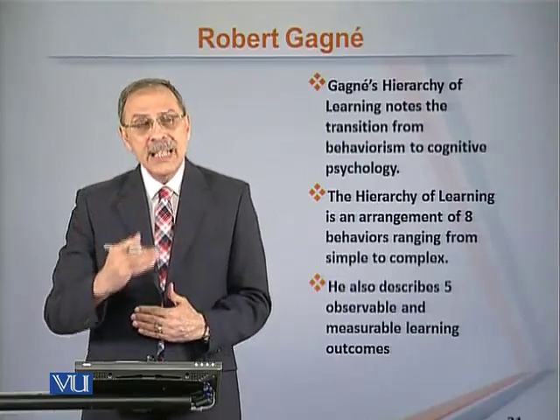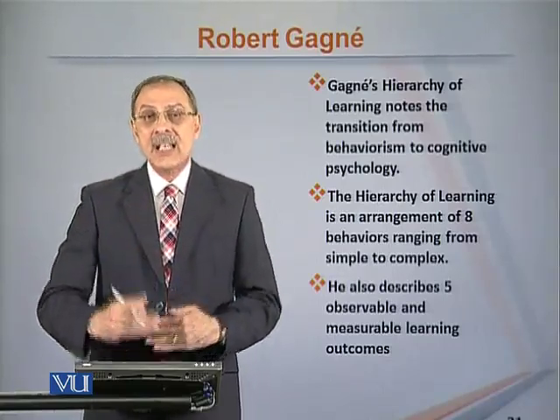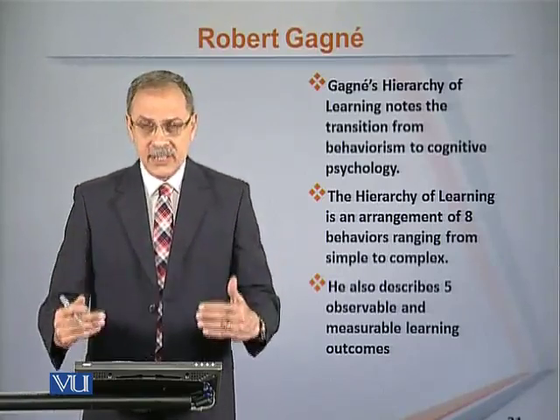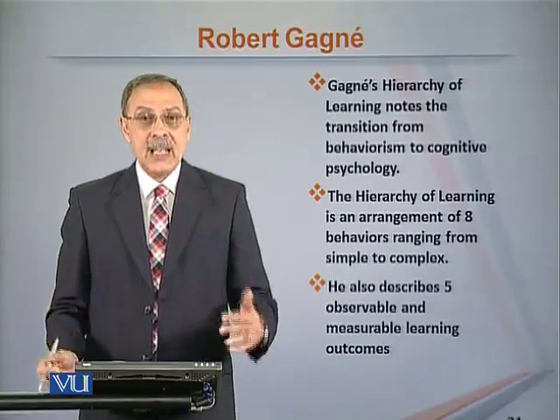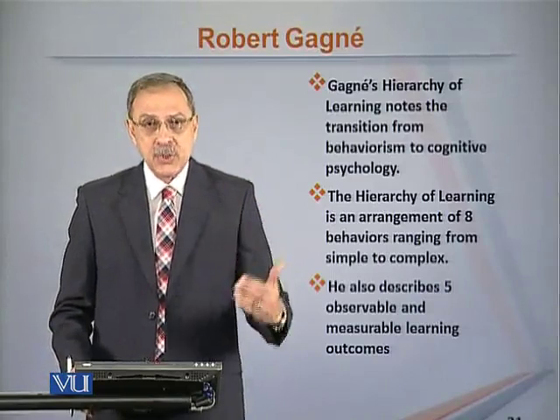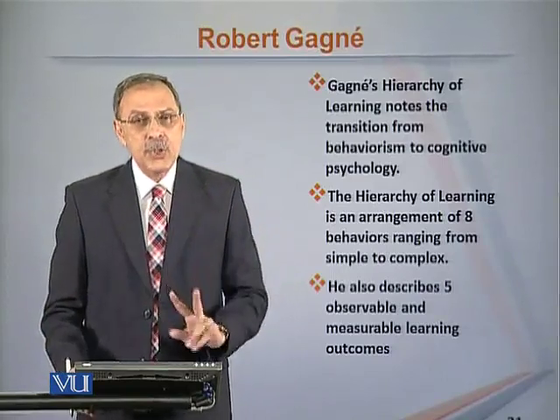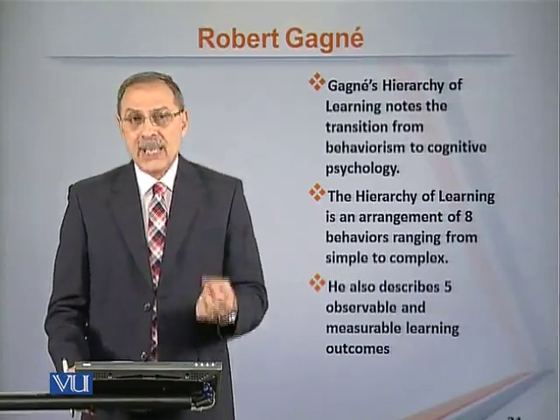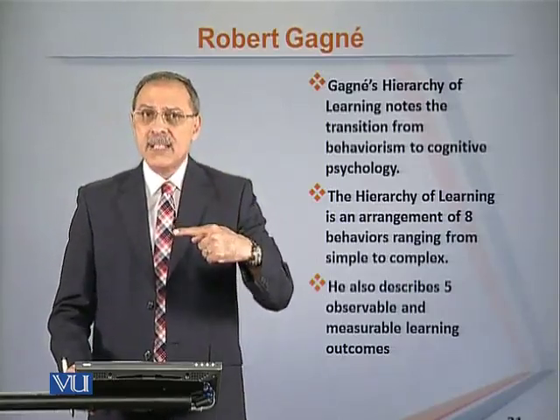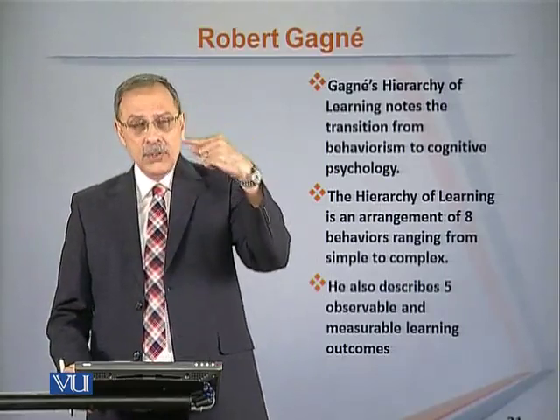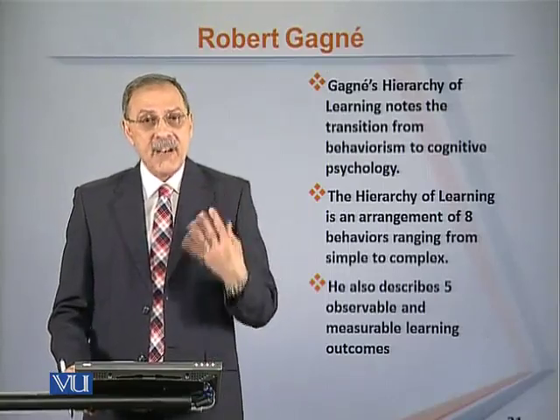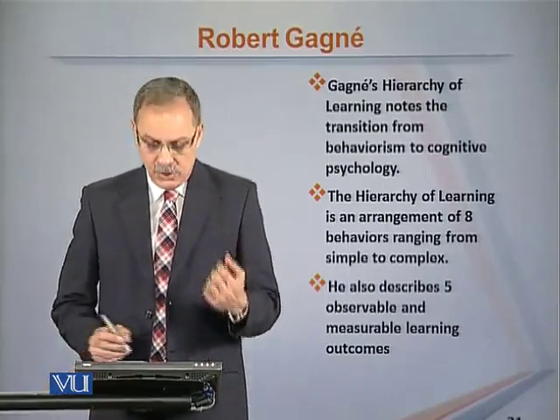But what these learning outcomes do for the teacher is it helps the teacher understand, has the student learned? Has the student got it? Was I successful in teaching something to my students? So Gagne's contributions are dual, twofold. 8 stages in the hierarchy of learning, and because it's a hierarchy, it has to flow from stage 1 to 2 to 3 all the way down to 8, and the 5 learning outcomes for students.